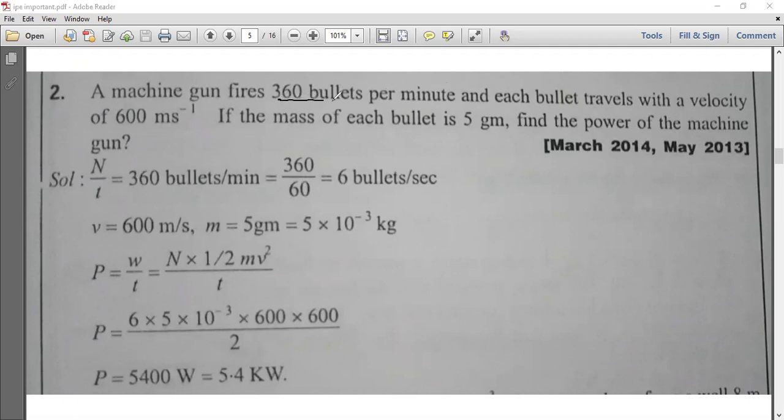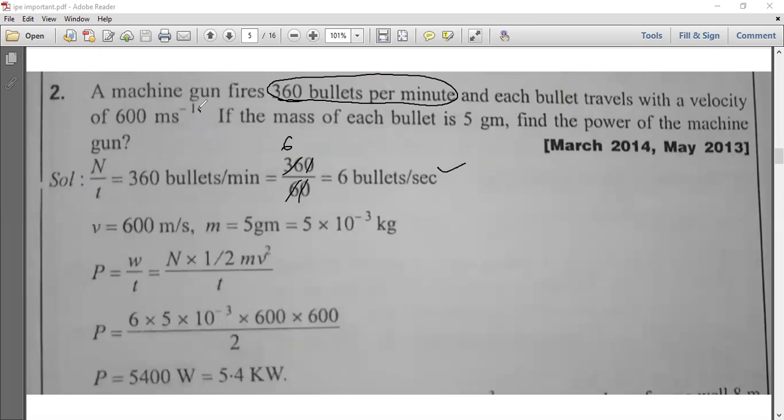See here, 360 bullets per minute. 360 bullets per minute is nothing but the rate of firing, so number of bullets per unit time. So how many bullets per second? 360 by 60. This 0 and this 0 get cancelled. 6. So 6 bullets per second. This is your rate of firing.